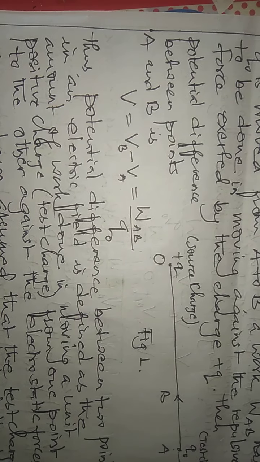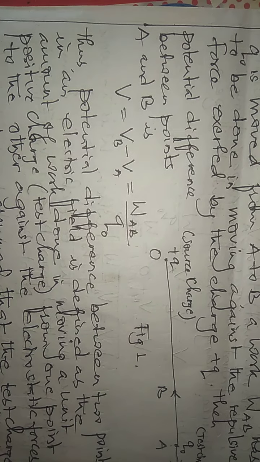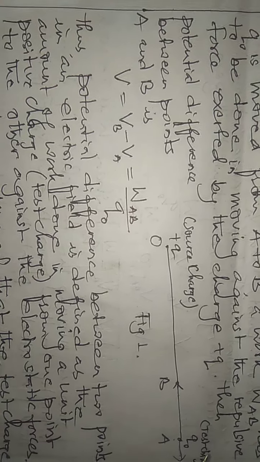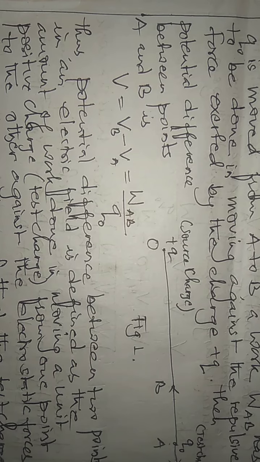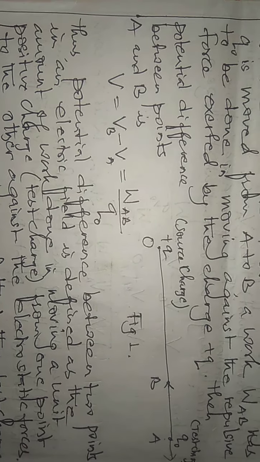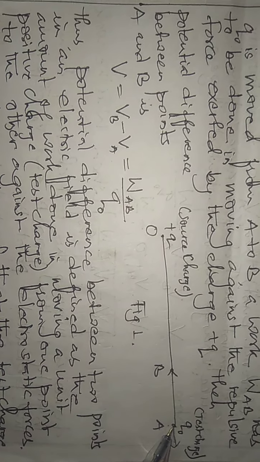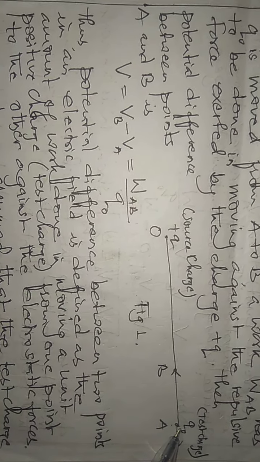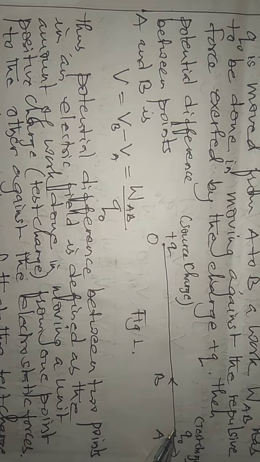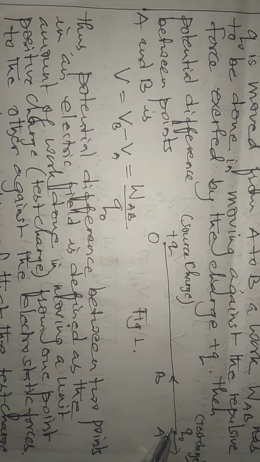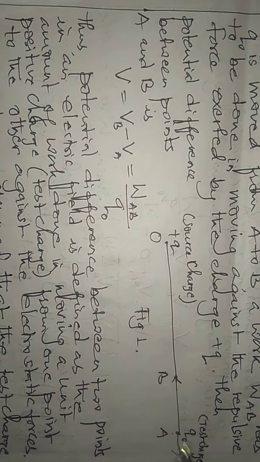Okay, but when you define potential difference between two points, this definition makes one point in an electric field a lower potential and another point a higher potential. Now, if you look at this diagram, point A is where the test charge was already located, and point B is where the test charge has been moved. So A and B are the two points, and we took the test charge from A to B. We did the work against the what force?